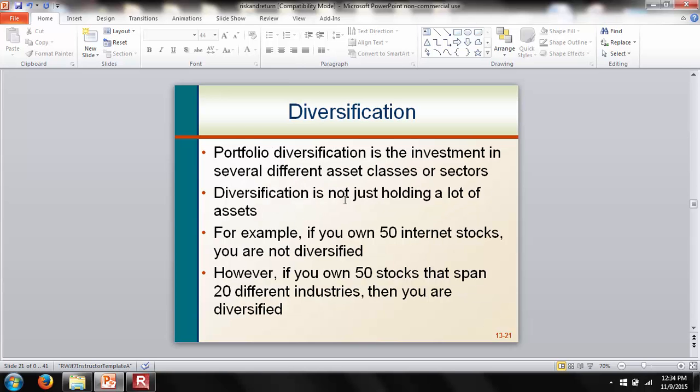Okay. So we want to talk about portfolio diversification. So portfolio diversification is the investment in several different asset classes or sectors. Diversification is not just holding a lot of assets. However, if you own 50 stocks that span different industries, then you are diversified. So basically, if you look at portfolio managers or most investors, they tend to hold diversified portfolios. So how can you hold a diversified portfolio? Basically, we want to invest across different industries, and we just don't want to focus on one industry.